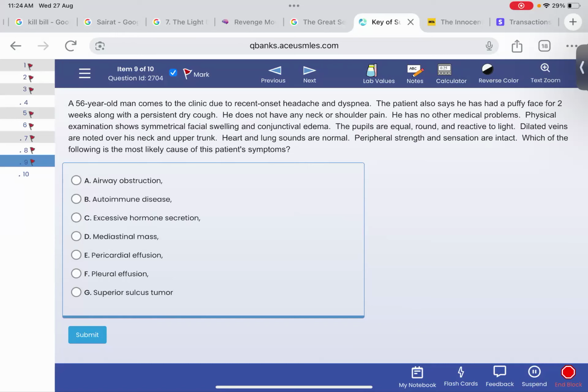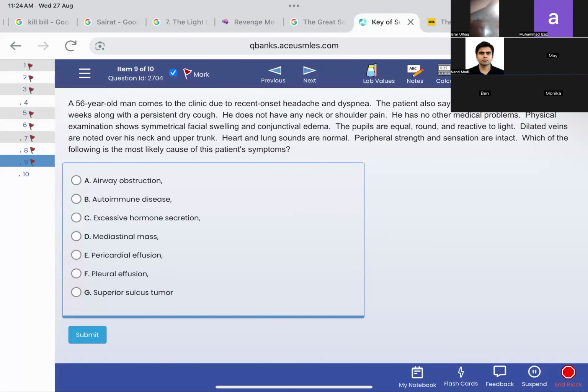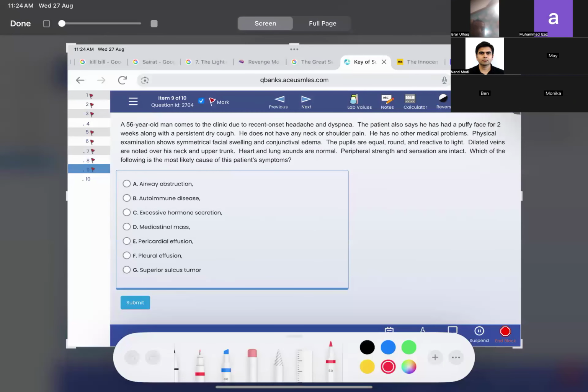So what's the main differentiating point between that and superior sulcus tumor? What are the main differentiating symptoms if we take both scenarios? No neck pain and shoulder pain. No compression on the brachial plexus.